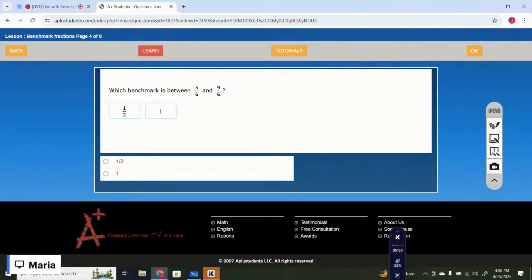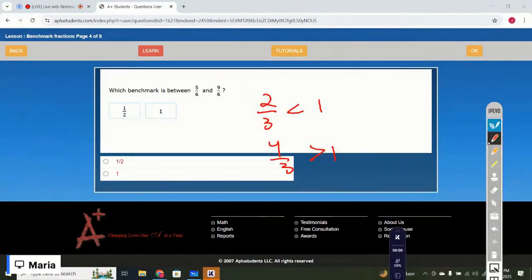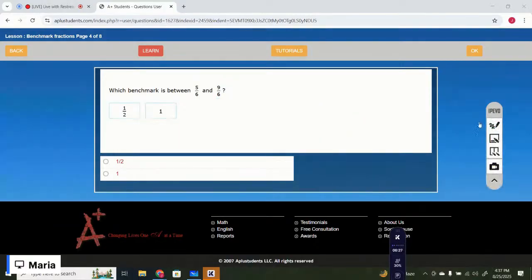Which benchmark is between 5 by 6 and 9 by 6? Which is the correct option? 9 by 6 is greater than 1. So 9 by 6 is greater than 1 and 5 by 6 is less than 1. So the benchmark is 1. Option number 2 is the correct option.